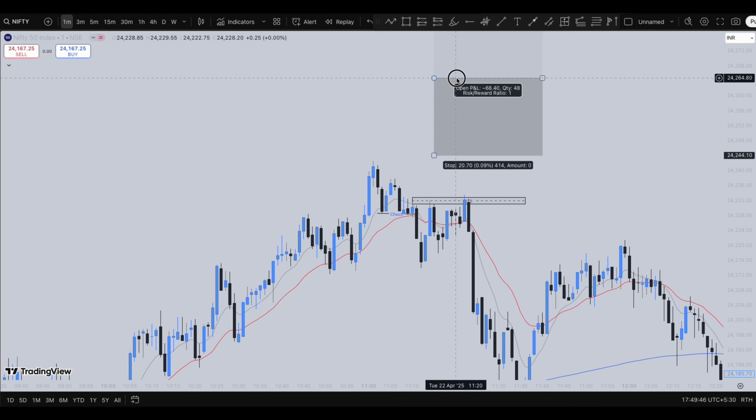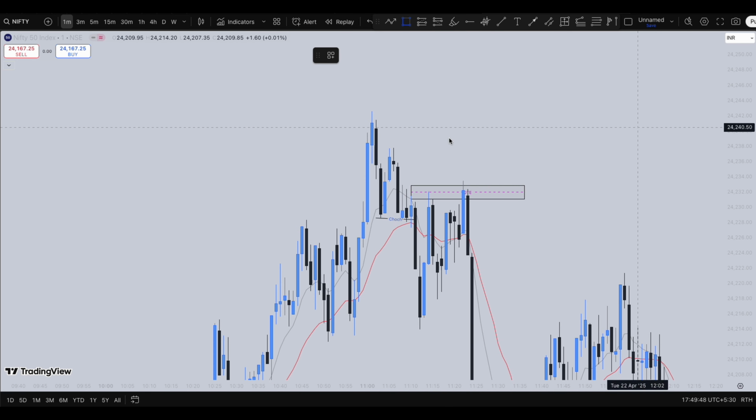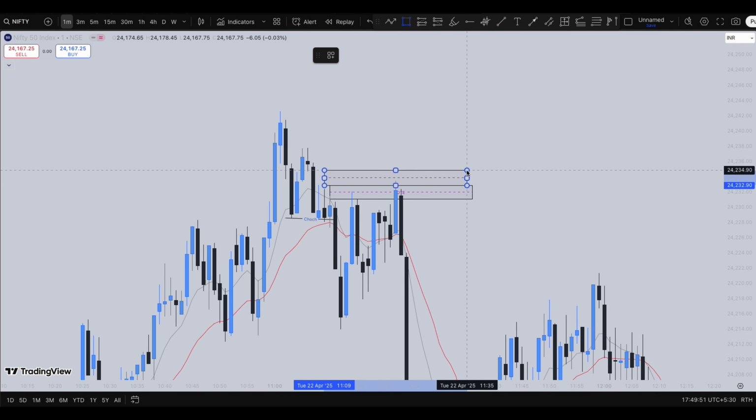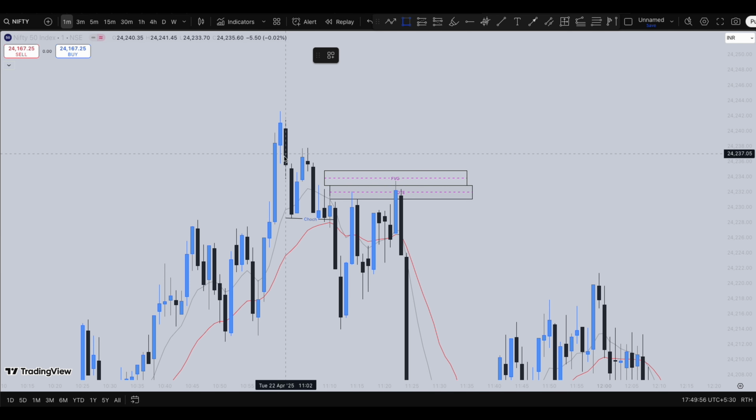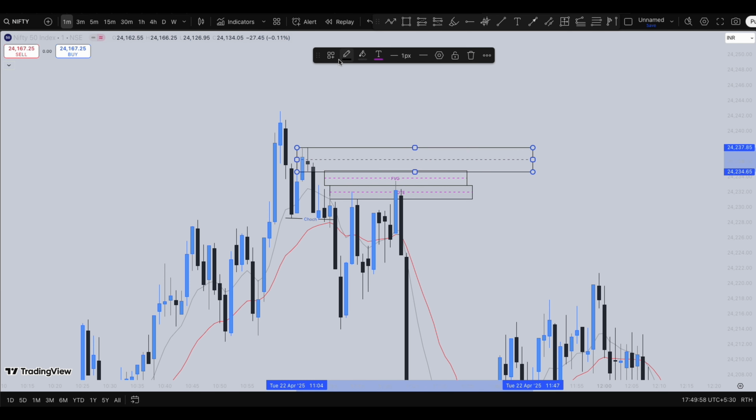So you could have expected the market to come and mitigate this fair value gap as well as the order block level. So this was the fair value gap. You can see the market mitigating this fair value gap and the order block level. This is a clear 1 minute order block level.